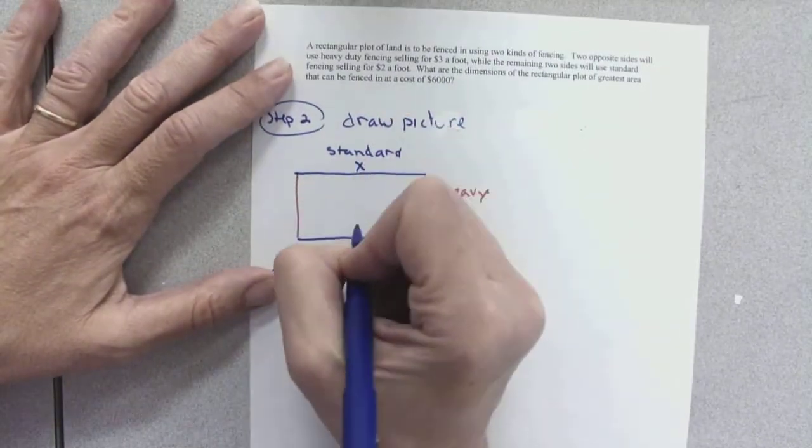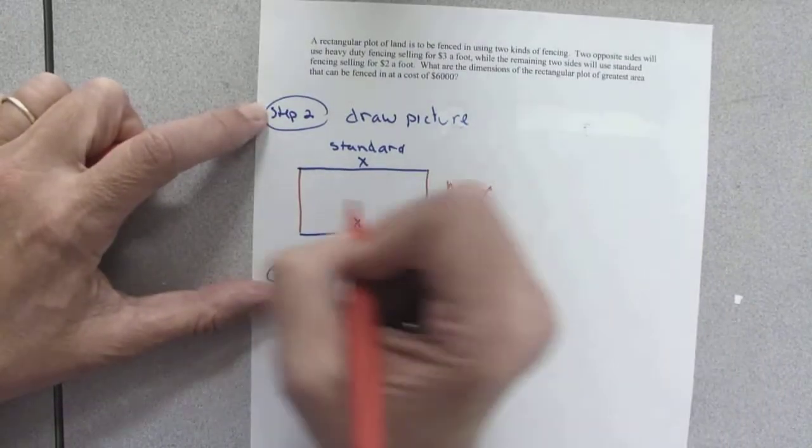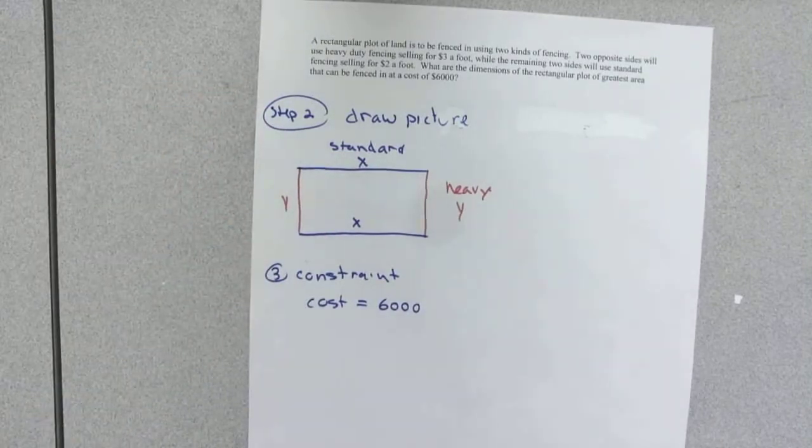So let's introduce some variables. My standard fencing I'm going to call x. My heavy-duty fencing I'm going to call y. And remember, you've got to tell your reader what these things mean. If you do not tell your reader what your variables mean, you've told your reader nothing. You've got to tell me.